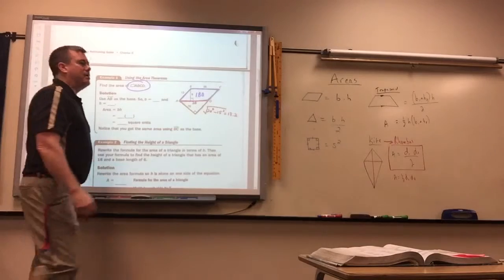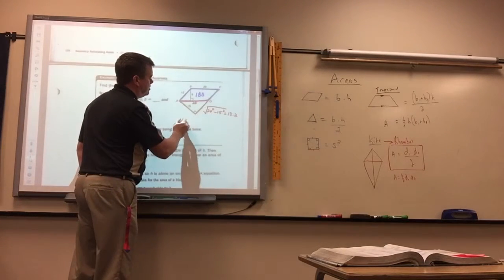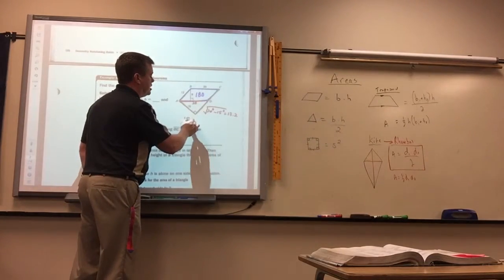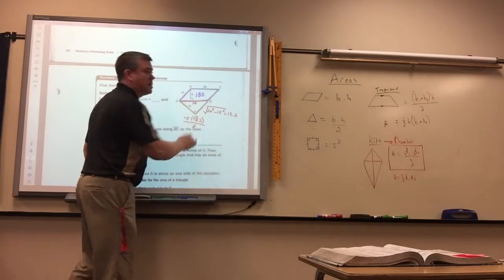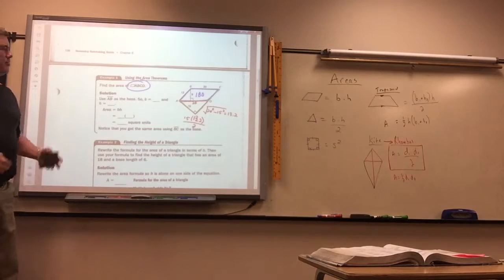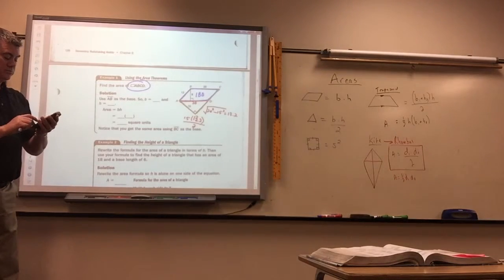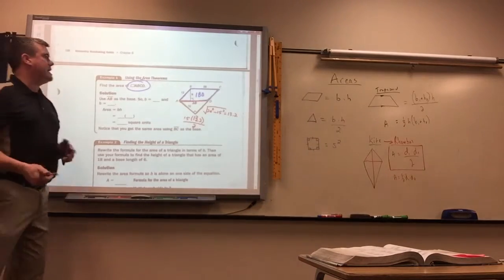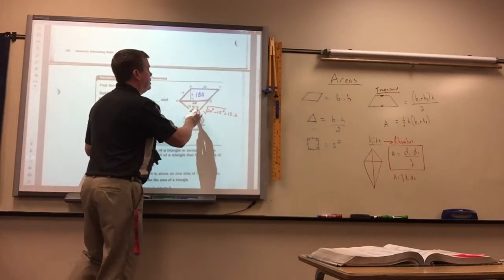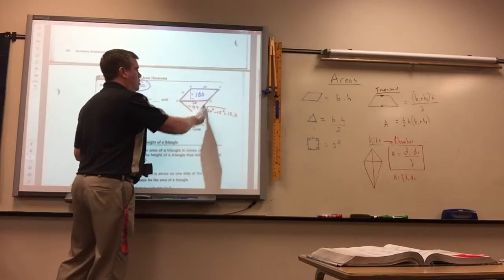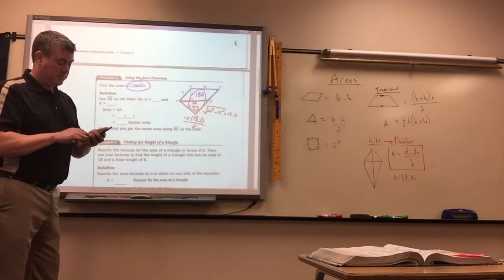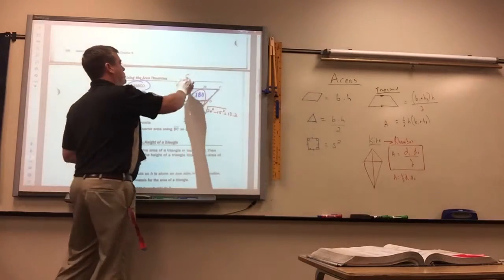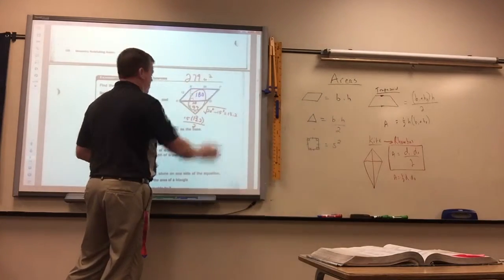So now to find the area of this, you'd go 15 times 13.2. Don't forget to divide by 2. That's the thing that most people forget to do. And you get 99. So the entire area of this whole thing, you'd add 180 and 99 together. 279. 279 units squared.